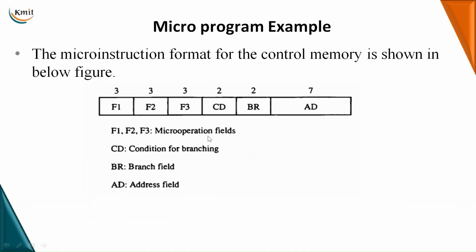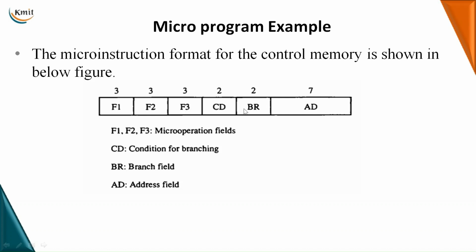Coming to the micro instruction format: similar to how your instruction format is present for the memory, for the micro instructions which are stored in the control memory, there is also a particular format called the micro instruction format. This micro instruction format is divided into 4 fields. F1, F2, F3 are considered as a single field, which we call the micro operations field. The second field is the condition for branching field. If there is a conditional branch instruction, we have to specify the condition, and that condition is mentioned in the condition field.